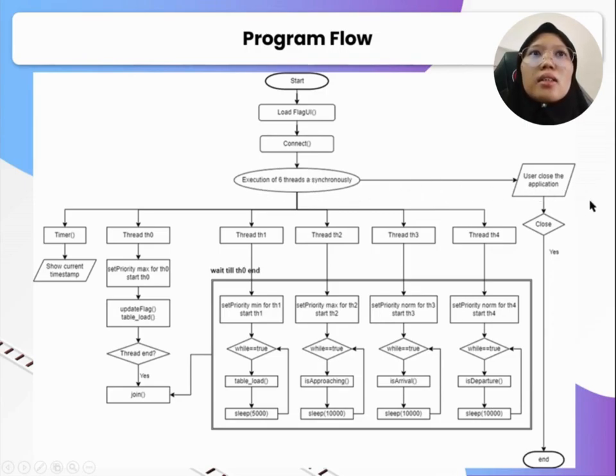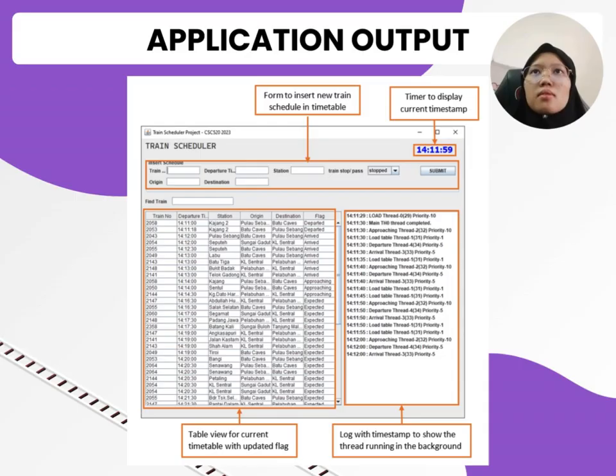Next, this application will run until the user closes the application. If the user closes the application, the program flow will end. That's all for the program flow. Next, I will show you the application output. This is the user interface for the train scheduler project.